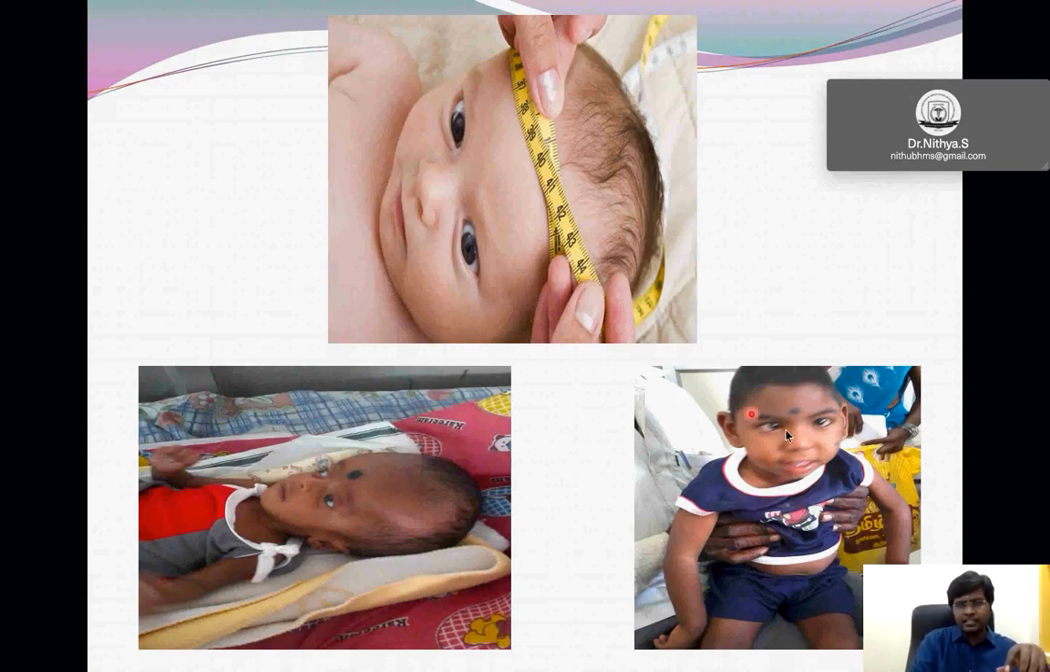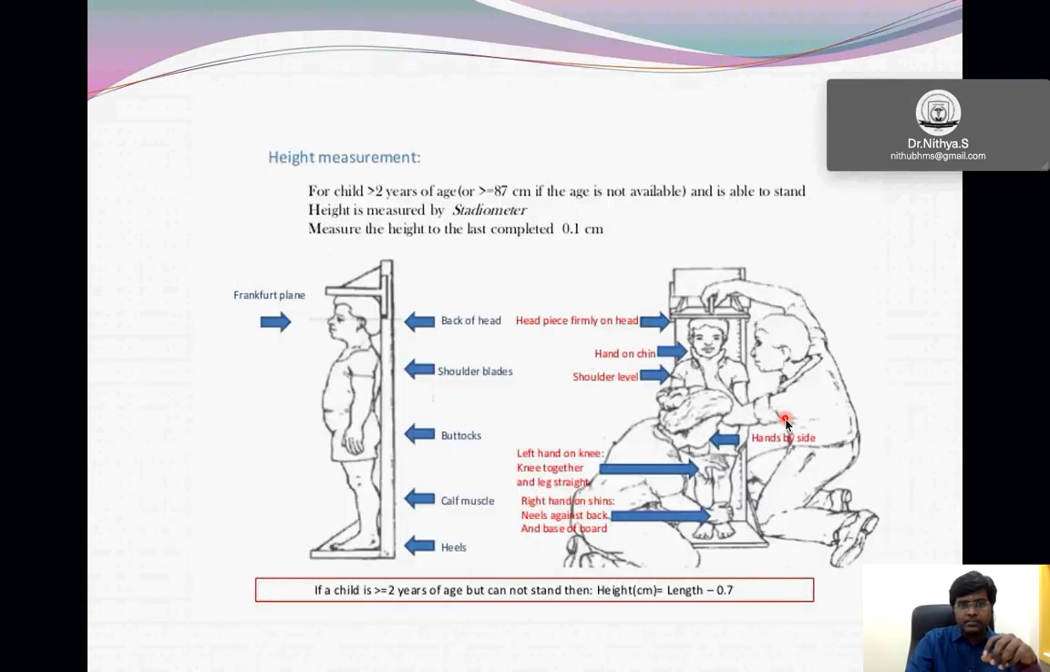And this child is a cerebral palsy child having a small head. So this is microcephaly. So this is an example for microcephaly. This can be noted by your measurement of head circumference. And this is how you measure your height and your length.